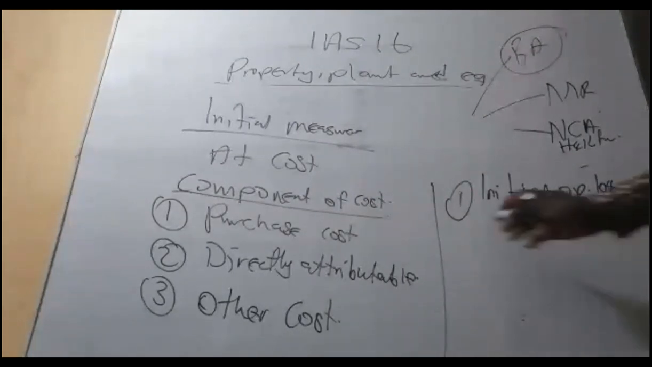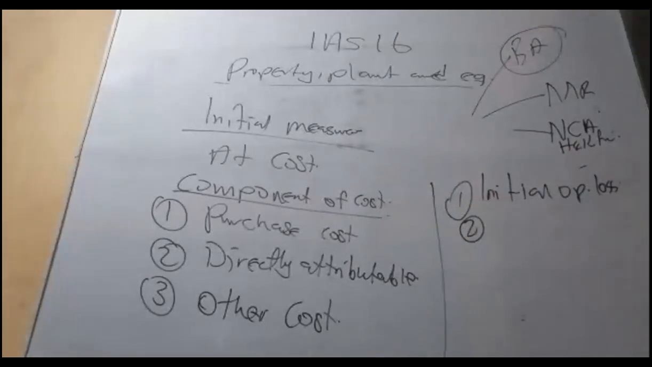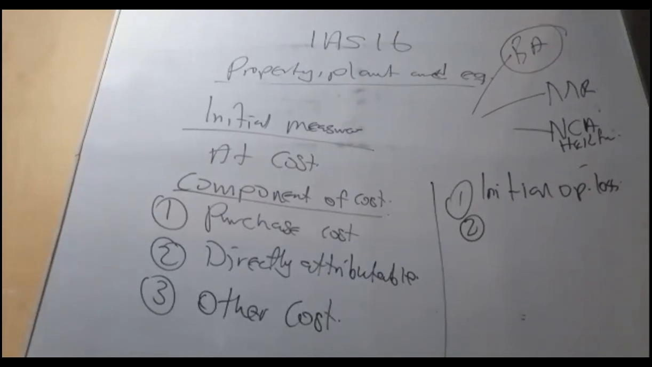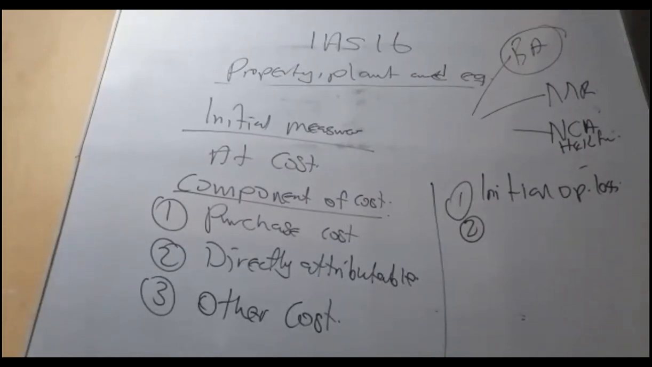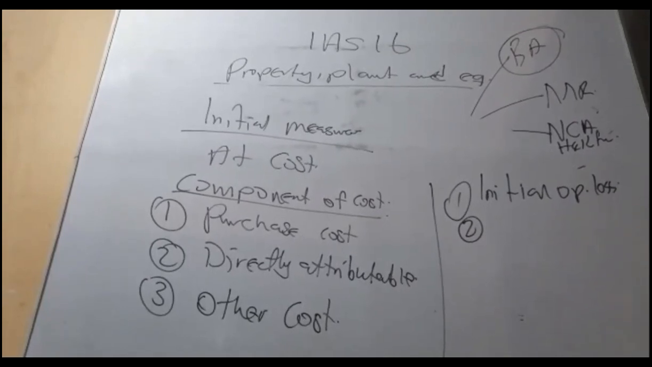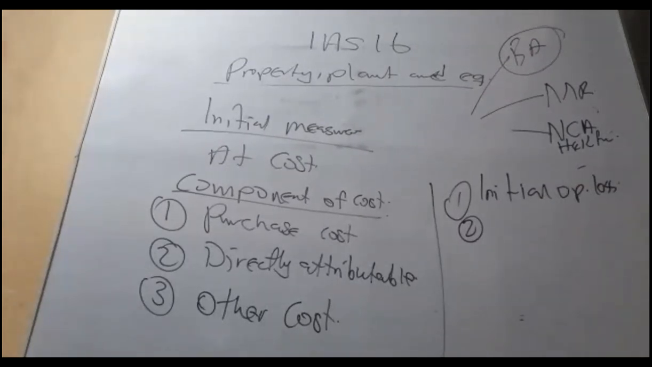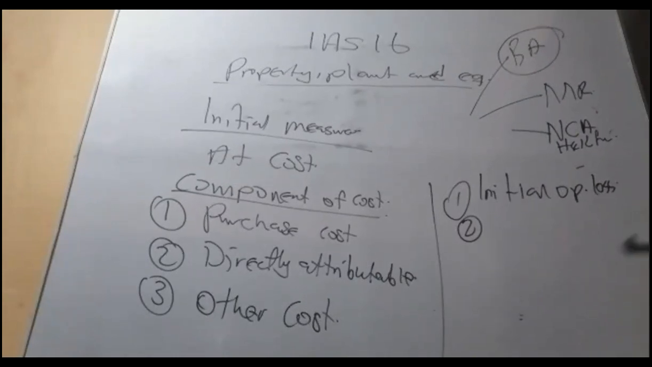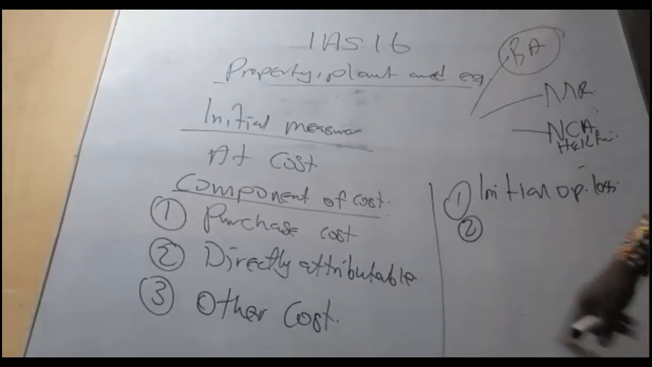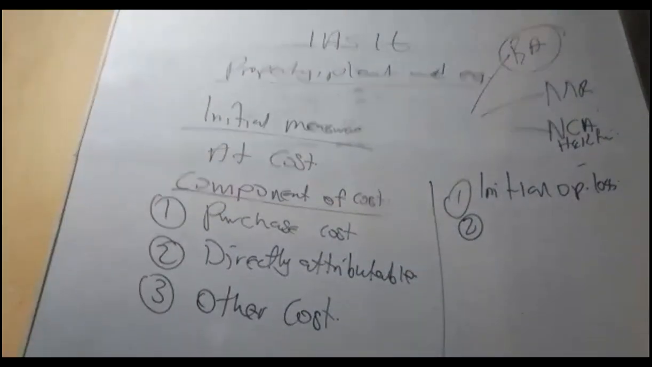Good. Then two, admin and general expenses should also not be part. Three, pre-production cost or startup cost, we call it pre-production cost or startup cost, should also not be part. Then four, staff training cost should not be part. So these costs should not be part. We are done with the initial measurements.